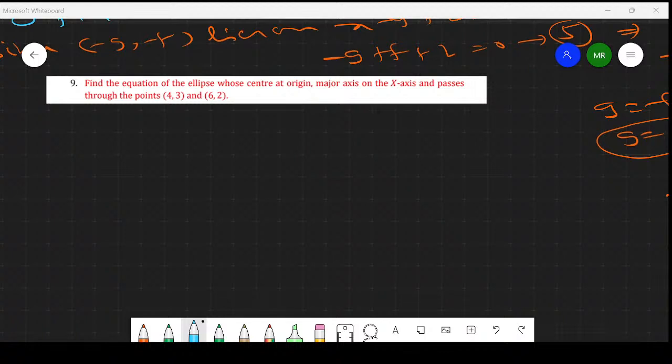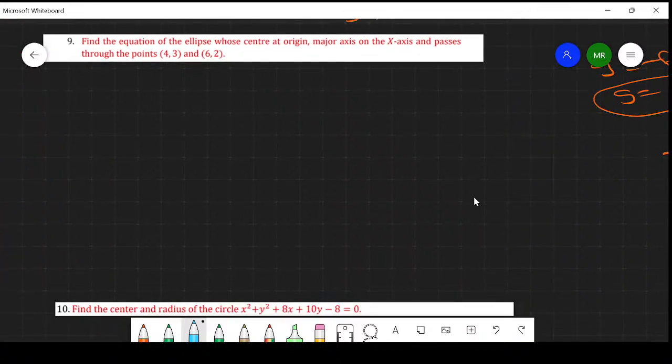Okay, right. Quickly I can explain the derivations. See, find the equation of the ellipse whose center is at the origin, major axis on the x-axis, and passes through the points (4, 3) and (6, 2).